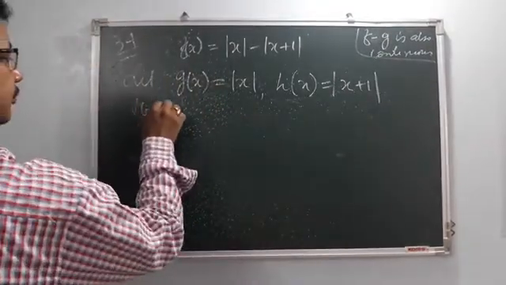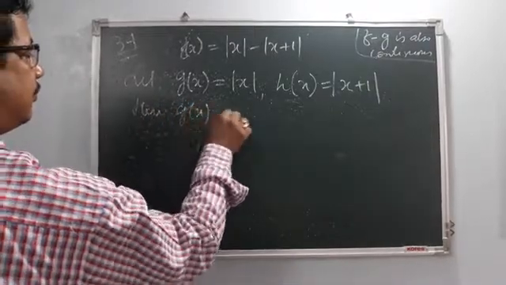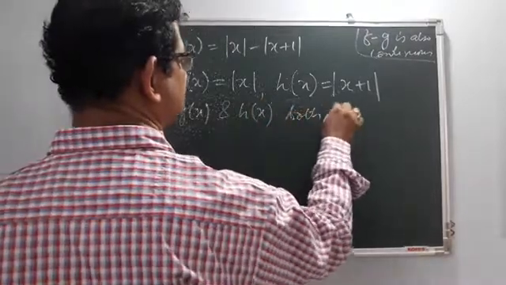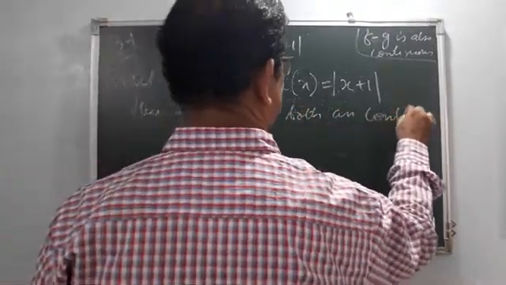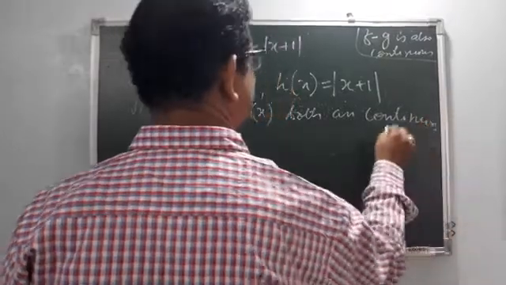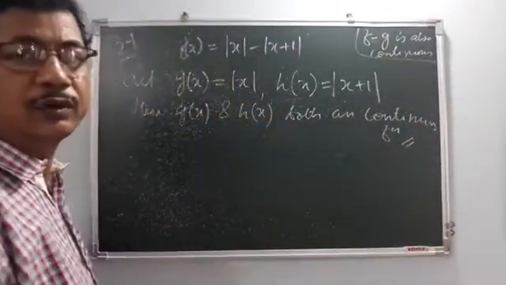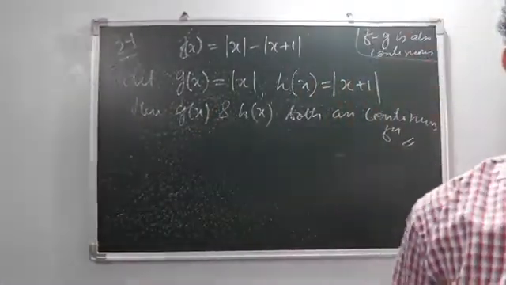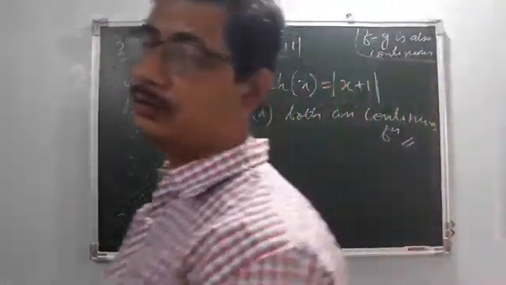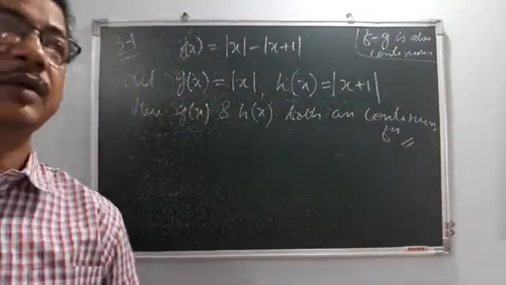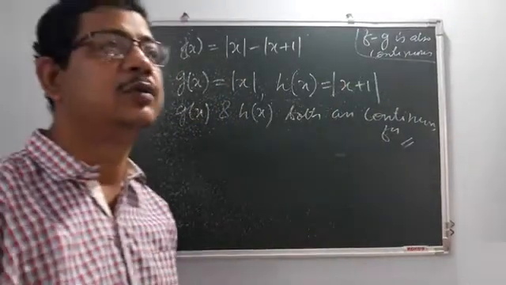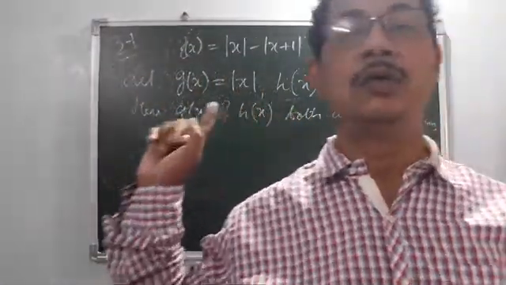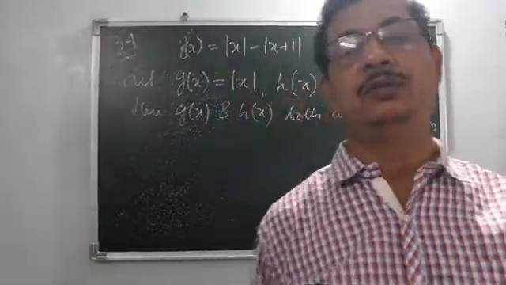Here gx and hx both are continuous functions. Of course, why continuous? Every modulus function is continuous. The reverse is not true: modulus functions are continuous but not differentiable. Sometimes we are asked to find an example which is continuous but not differentiable. This is the example: modulus functions are continuous but not differentiable.